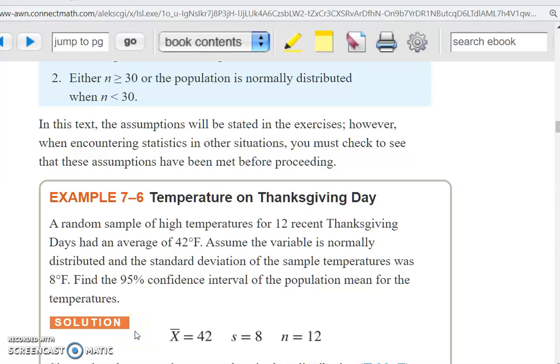This is the recording for Chapter 7. This is Section 7-2. This is recording number 3. All right, where we left off is we were going to talk about example 7-6.